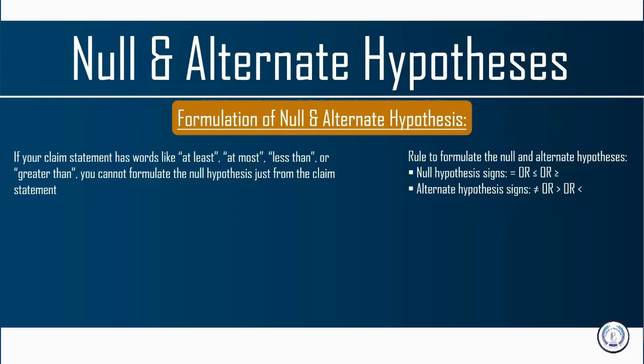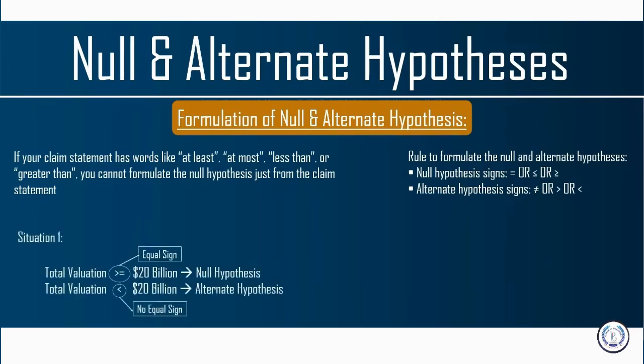This is a very important thing. Now let's see an example of Flipkart. Suppose Flipkart claimed that its total valuation in December 2020 was at least $20 billion. Here, the claim contains a greater than or equal to sign, so the null hypothesis is the original claim. The hypotheses in this case can be formulated as: total valuation greater than or equal to $20 billion, which is the null hypothesis, and total valuation smaller than $20 billion, which is the alternate hypothesis. You can understand the difference between the signs. I have told you the signs used in the null and alternate hypotheses. You can see the equal sign is there, and there is no equal sign in the alternate hypothesis.